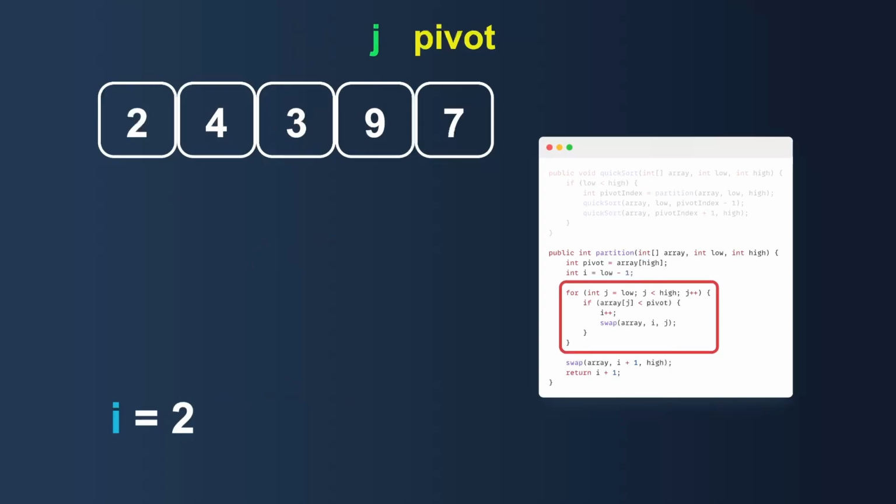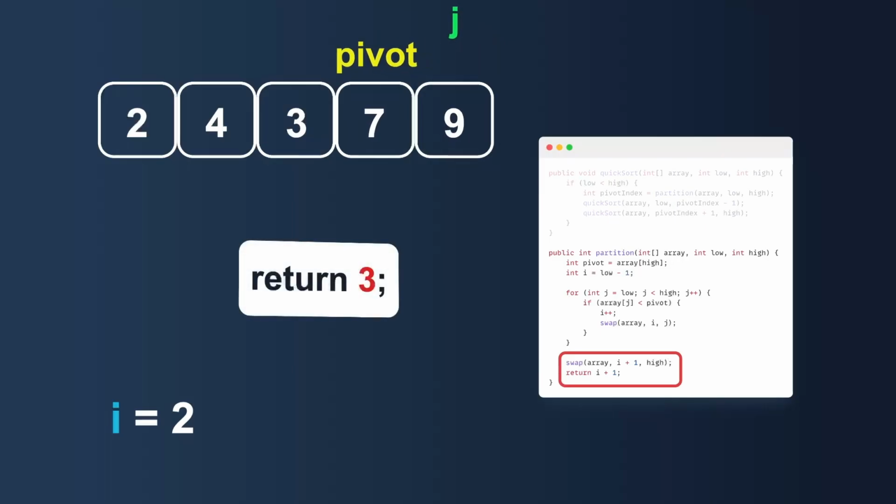Increment j. We are now out of the for loop, and we're going to swap the values at i plus 1 and the index of high, which is 4. So we'll end up swapping the values at indices 3 and 4, which will be 9 and 7. And we return i plus 1, which is 3.